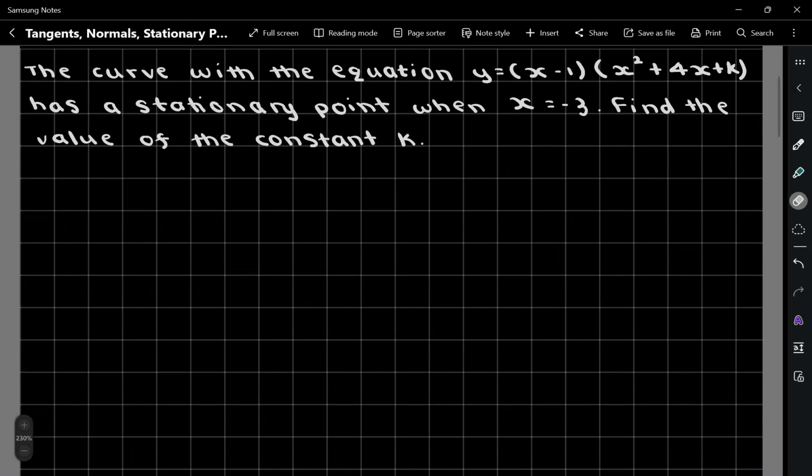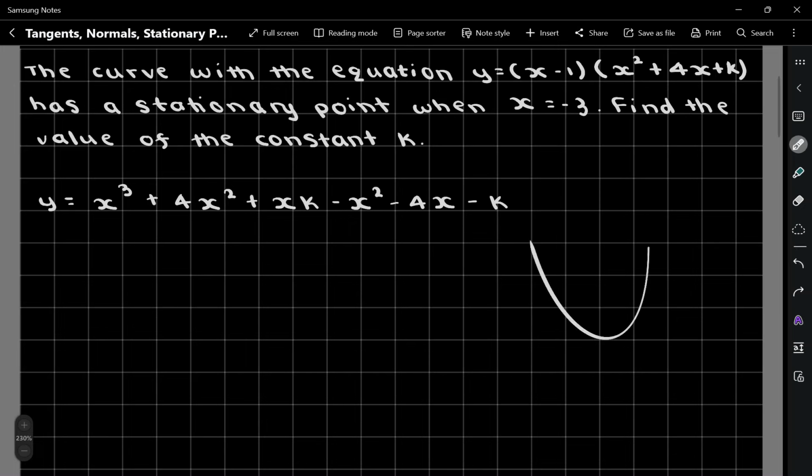So first of all, we are going to multiply out the brackets. So y is equal to x cubed plus 4x squared plus kx minus x squared minus 4x minus k. So from here we are going to find the first derivative, and we need to find the first derivative in order to give us our gradient function.